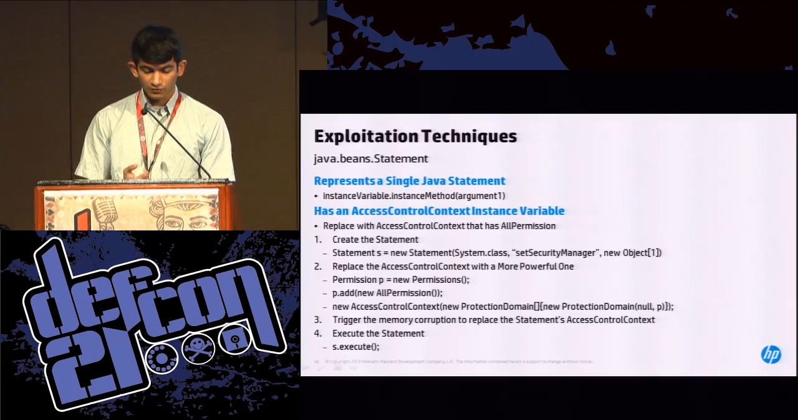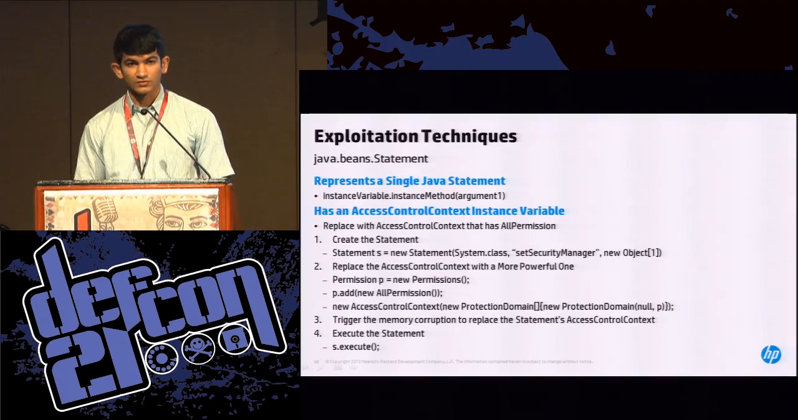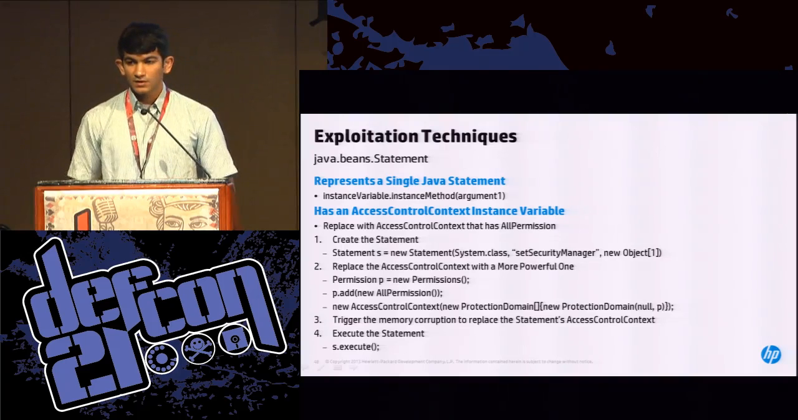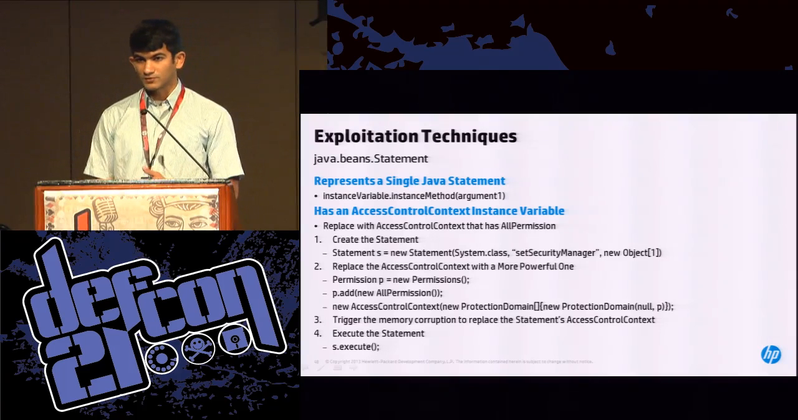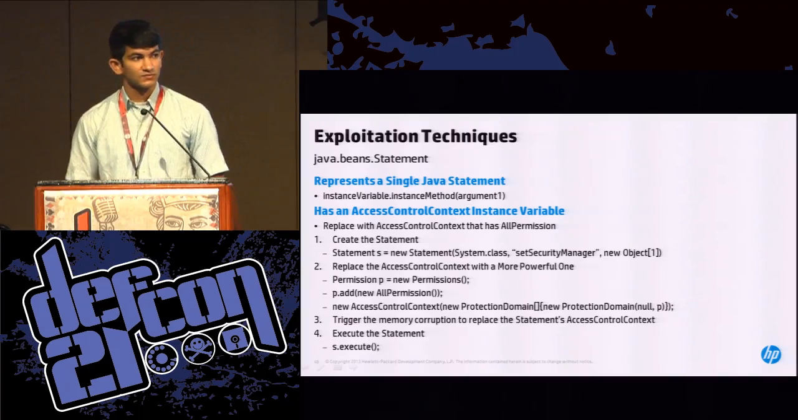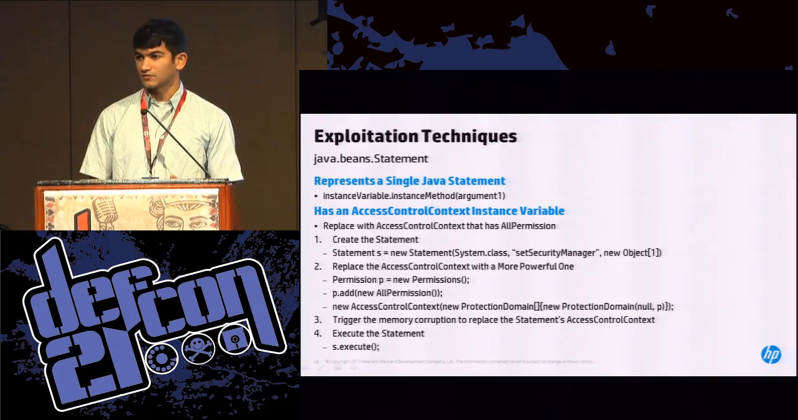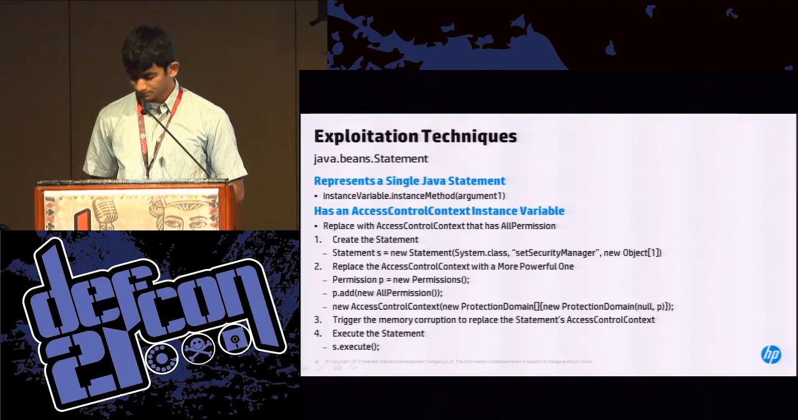You then create a more powerful access control context by creating a permissions object, adding all permission to it. Then you create a protection domain array out of that and then create an access control context using that. You then use your memory corruption bug to basically swap or replace the Statement's access control context with yours, and then you can just execute the statement and it'll execute with, well, more privileges.